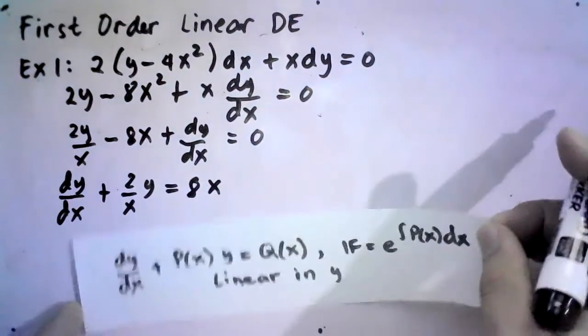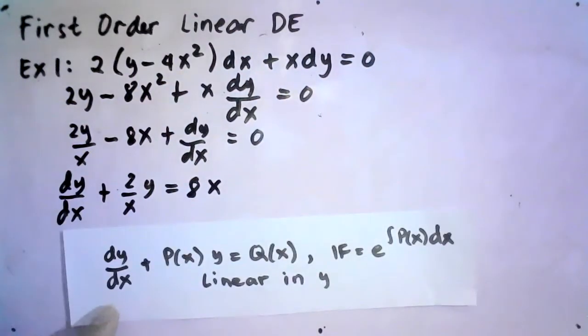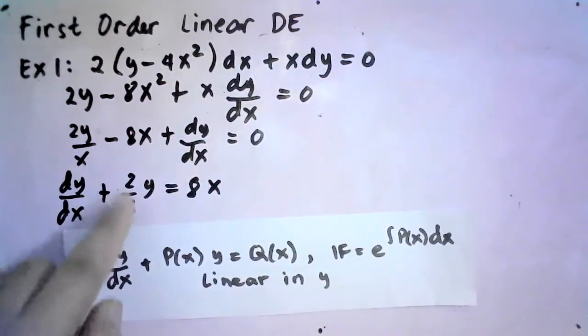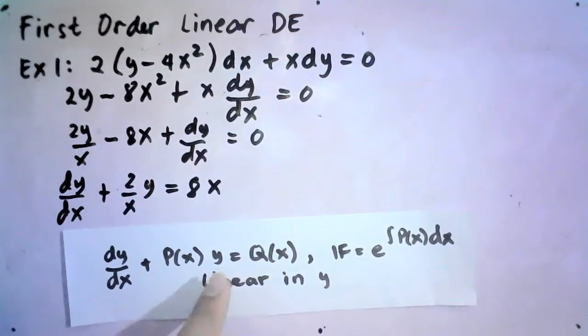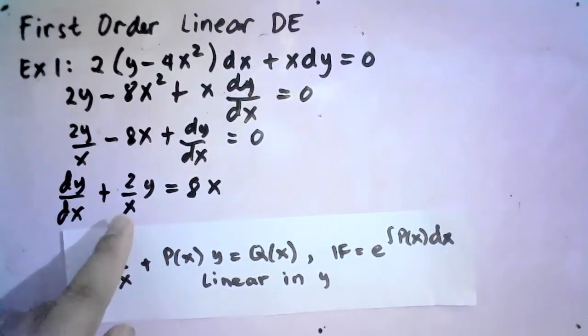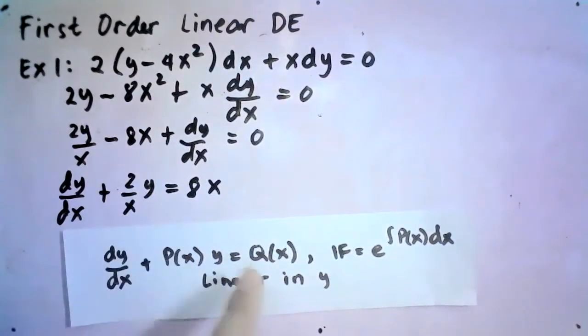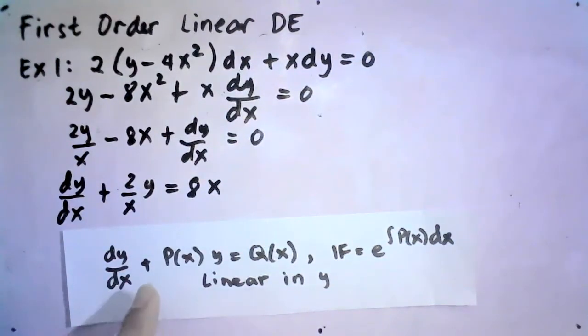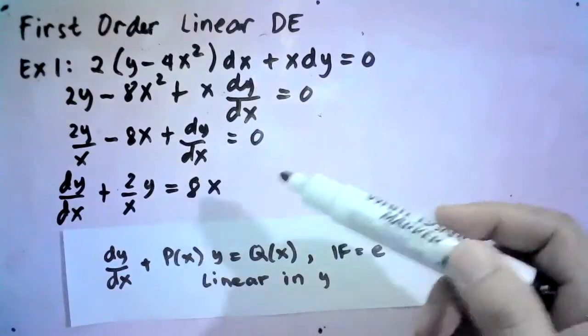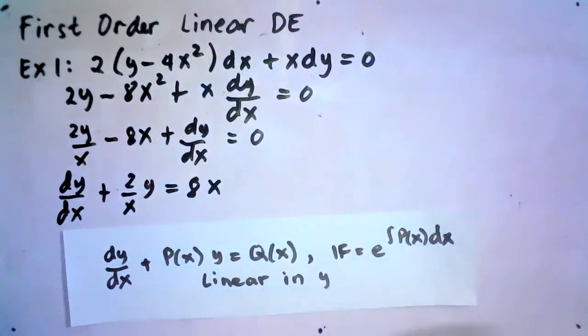So if you have noticed here, this is now dy over dx plus p of x. Our p of x is 2 over x, and then y, we have here y. So p of x is a function of x, which is equivalent to q of x. This is 8x. Therefore, this is linear in y. So we have this equation, which is linear in y.